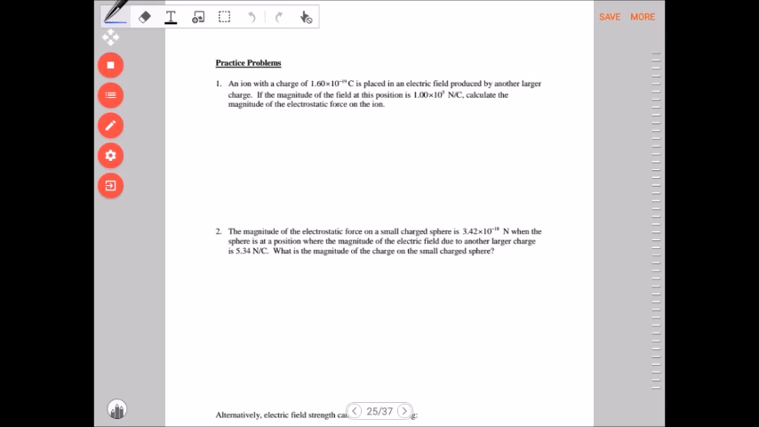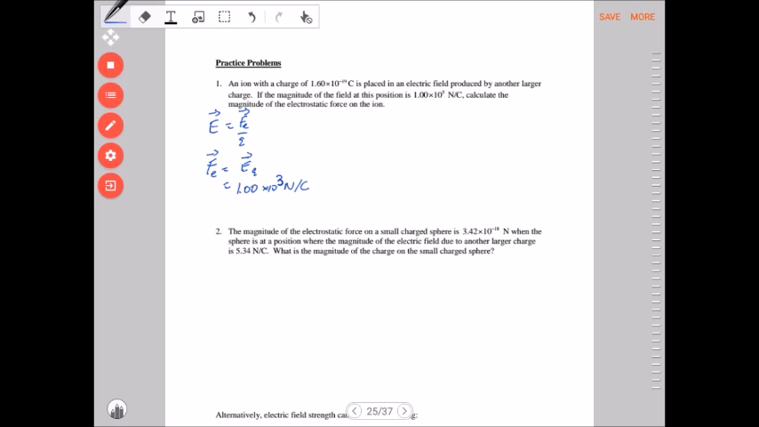Next page, practice problems. An ion with a charge of that is placed in an electric field produced by another larger charge. If the magnitude of the field at this position is 1,000 newtons per coulomb, calculate the magnitude of the electrostatic force on this ion. So we want the force, so our formula is E equals Fe over q. We can rearrange that, so Fe equals Eq. All right. The E is 1.00 times 10 to the 3 newtons per coulomb.